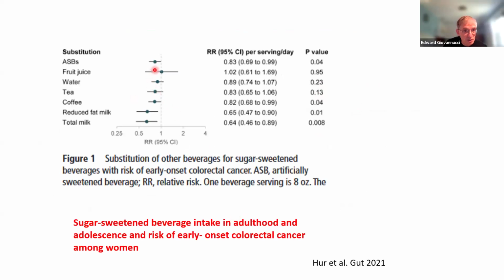What this slide shows is called a substitution analysis. So these are substituting these drinks with artificially sweetened beverages, coffee, milk, or total milk. Drinking these are associated with a reduced risk of early onset colorectal cancer. So sugar-sweetened beverage intake early in adulthood and adolescence is associated with increased risk, and things like milk is associated with a decreased risk.